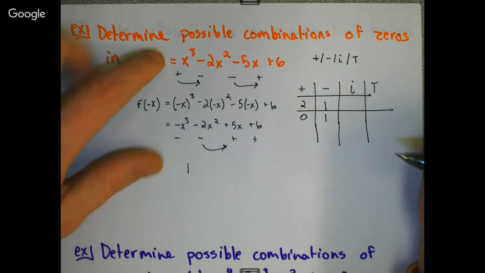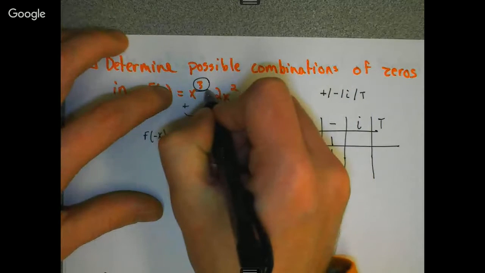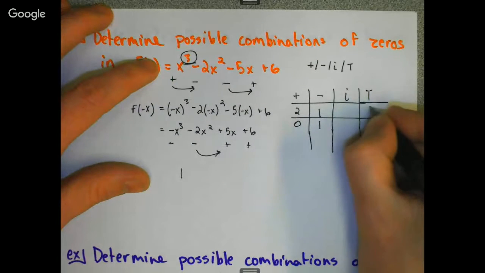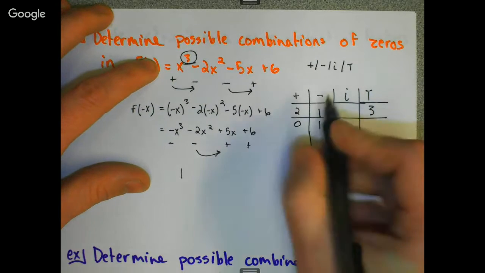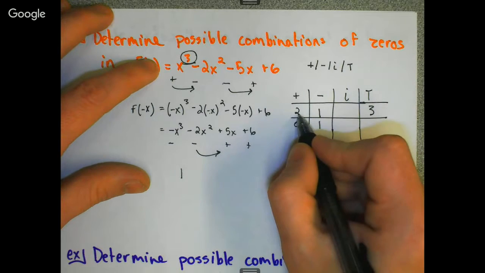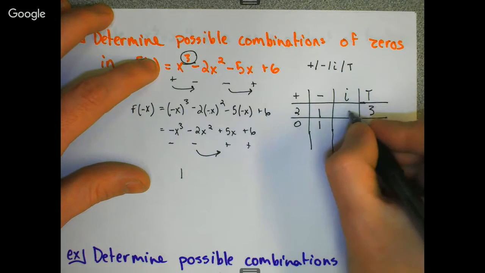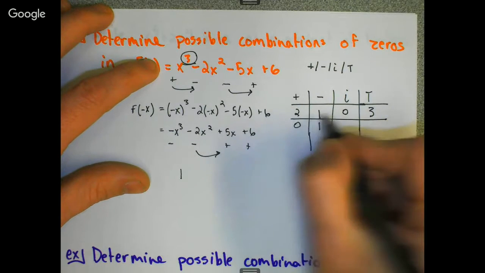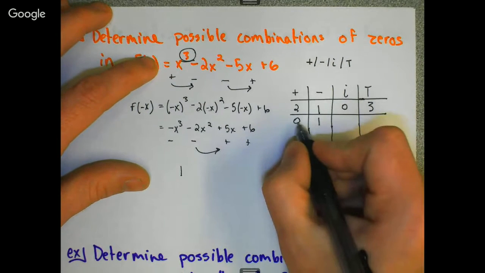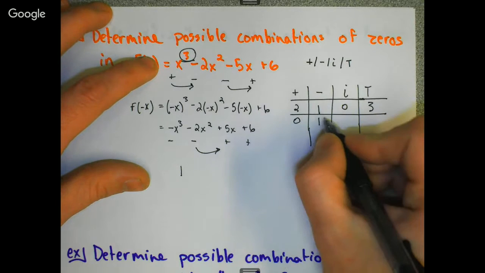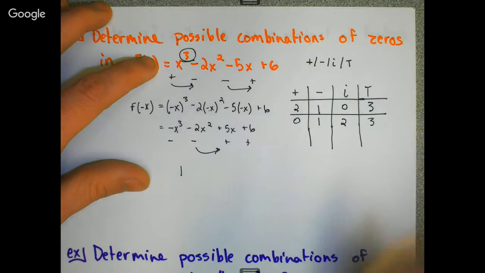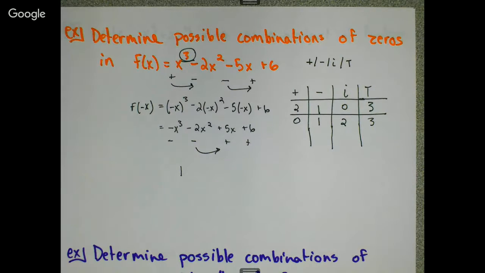Okay. Well, if we remember from up here, I had a 3 was my degree. That tells me that there's a total number of 3. So if there are 2 positive and 1 negative, there have to be 0 imaginary for a total of 3. 2 plus 1 is 3. But I could also have 0 positive, 1 negative, but I still have a total of 3, so my other 2 have to come from the imaginary side.